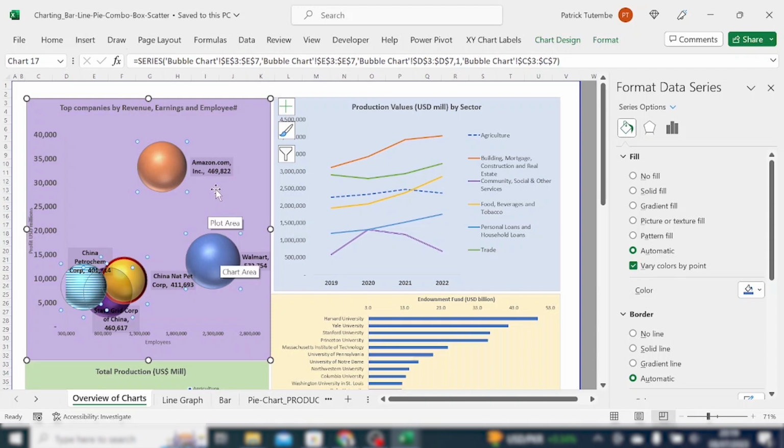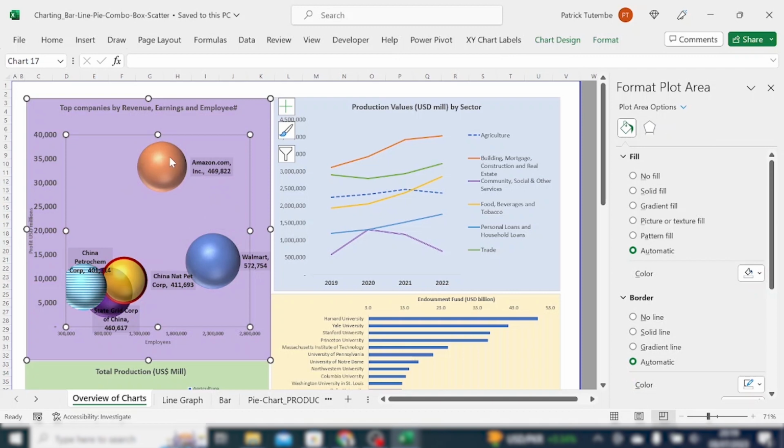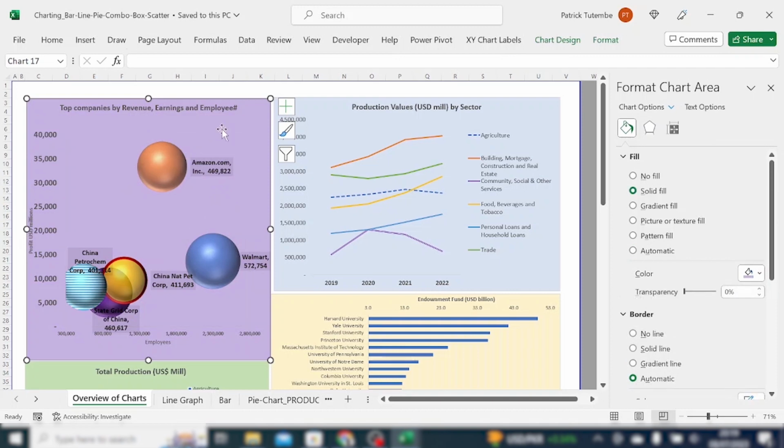So that is basically the importance of a bubble chart, and it is one of the few charts that can actually represent data on more than two dimensions.